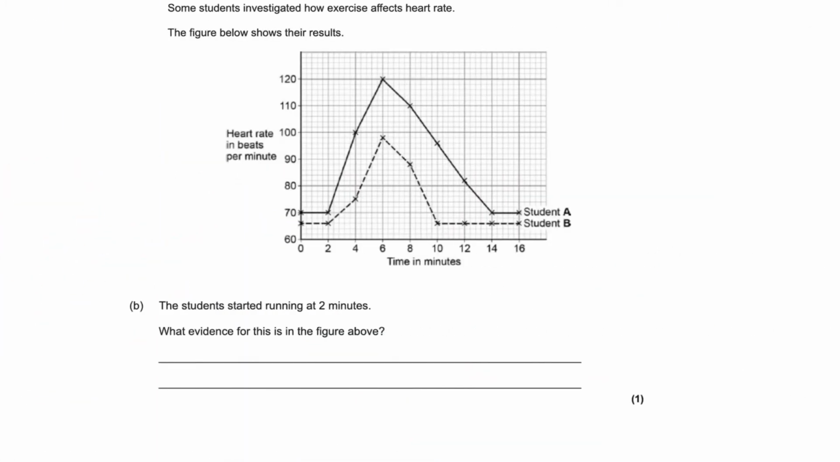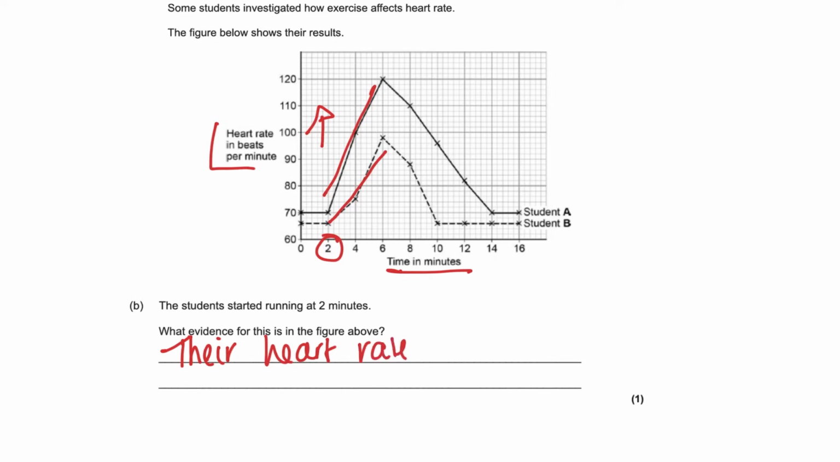Okay, for this part B, the student started running at 2 minutes. What evidence is there from this figure above? So at 2 minutes, what is the evidence that they started running? Well, we can see that their heart rate has started to increase, hasn't it? So their heart rate increased.